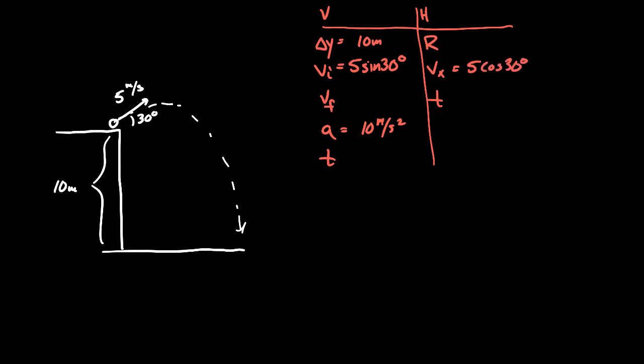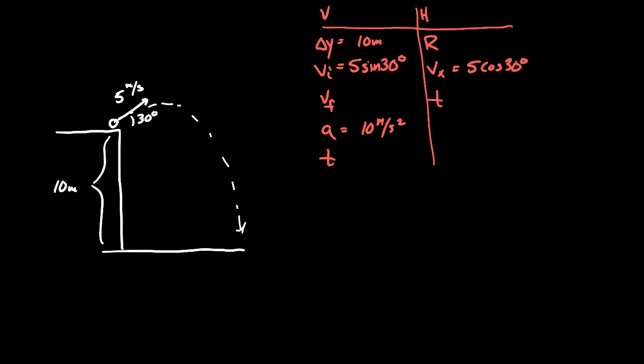Please notice I'm not drawing a triangle and drawing in the components. I don't have to. The vertical component is going to be sine. The horizontal component is going to be cosine. It's going to be the same as before. I could draw it out and everything. I just don't want to. You can see why.